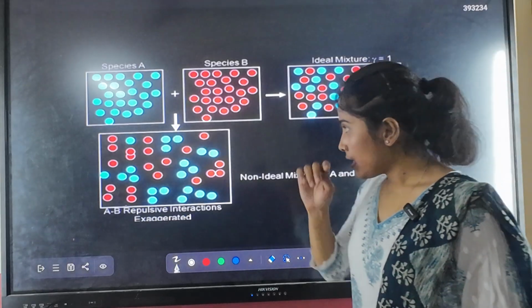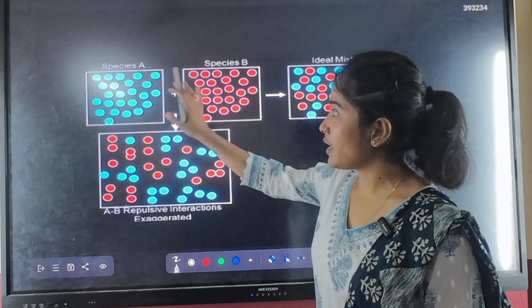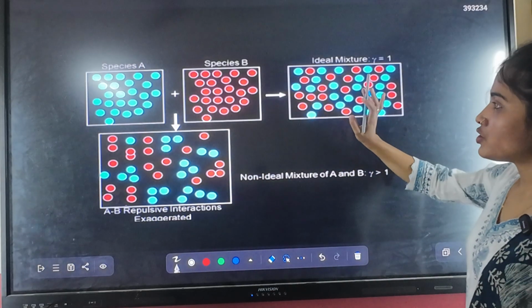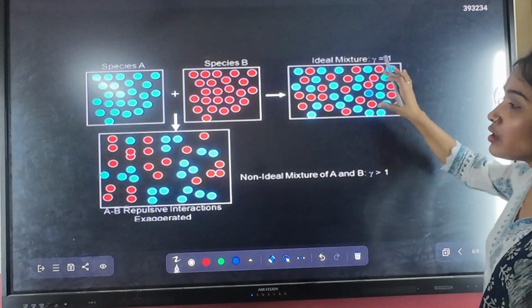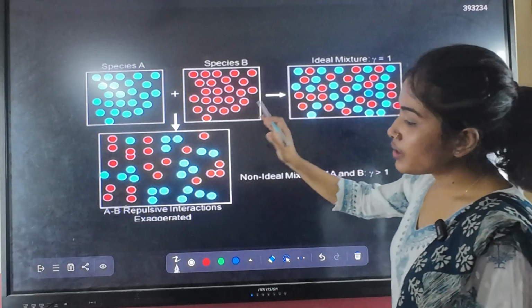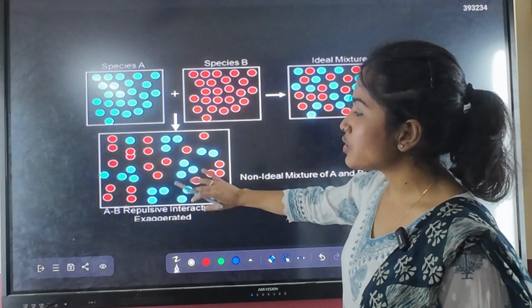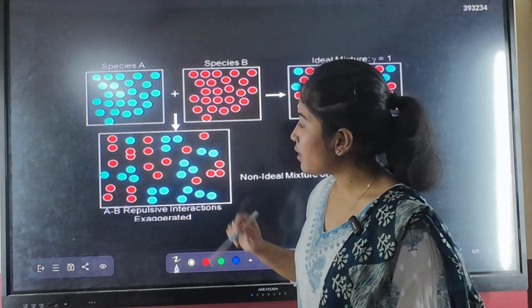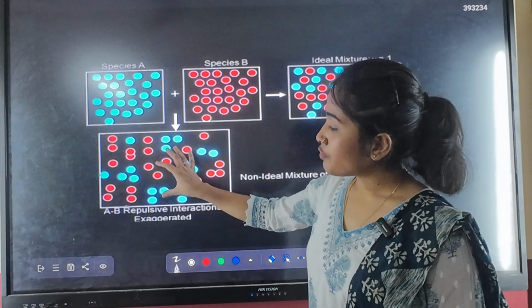How does it occur? If I take both the spaces, A and B, for an ideal solution the mixture is very uniformly distributed. They just occupy the place and are uniformly distributed throughout the solution. But when I see the non-ideal solution, they will have an attraction, weak or strong, and the molecules will form in this way.